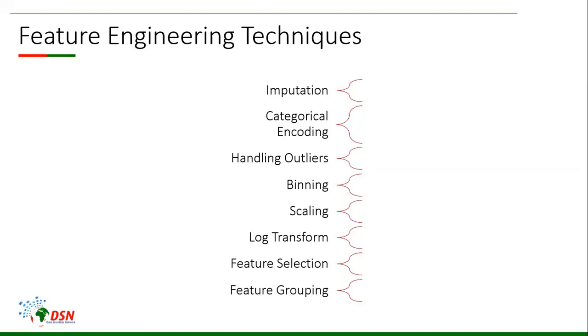Binning, scaling: how do you scale your numeric features? How do you transform them? How do you do feature selection? How do you do feature grouping? These are processes that you want to try out to ensure that you are doing as much as possible to improve the kind of data that you have so that your model can perform better. All right, we can move on, please.